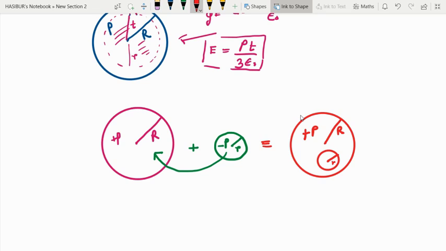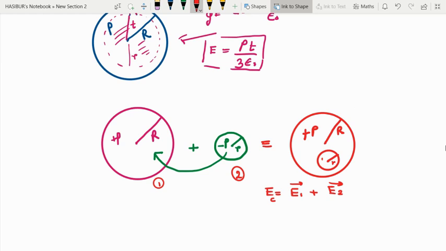Now to determine the electric field at any point of the cavity, we have to take the combined effect of these two spheres, sphere 1 and sphere 2. So the electric field at any point inside the cavity will be E1 plus E2. E1 corresponds to the larger sphere and E2 corresponds to the smaller sphere.